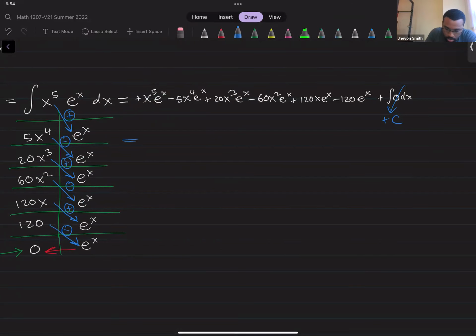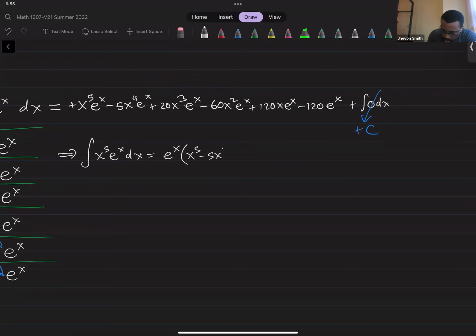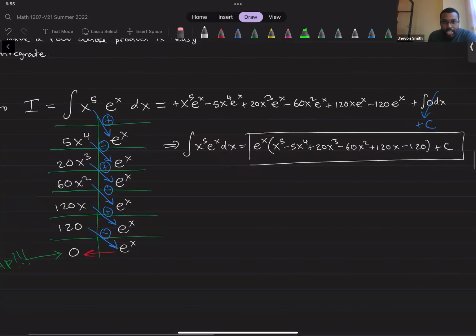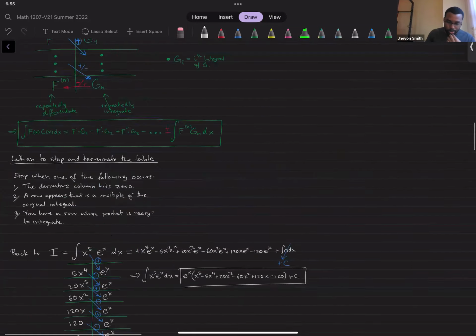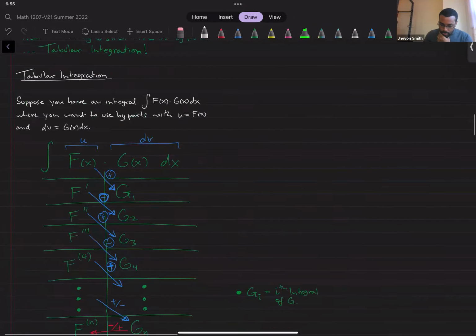So this means the integral of x to the 5th e to the x dx is going to be e to the x times x to the 5th minus 5x to the 4th plus 20x cubed minus 60x squared plus 120x minus 120 plus c. And if you look at that string, hopefully you can appreciate how annoying it would be to actually go through this process with all the nested parentheses. It's going to be a nightmare, right?